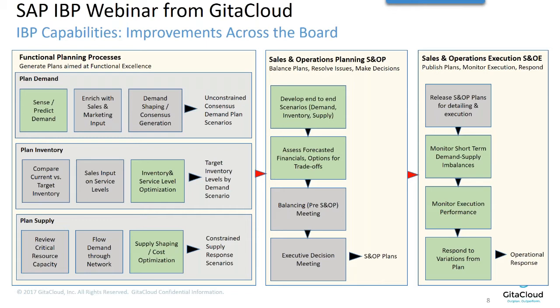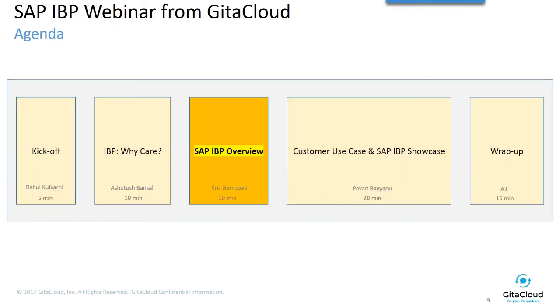So now that we've understood from a process perspective where the new capabilities are and how it differentiates from the old world of APS, what I would like to do is invite Kris for an SAP IBP overview, tell us where the solution has been, where it's going, and give you a sense of the power of SAP's vision around a digital core and digital transformation. So Kris, over to you.